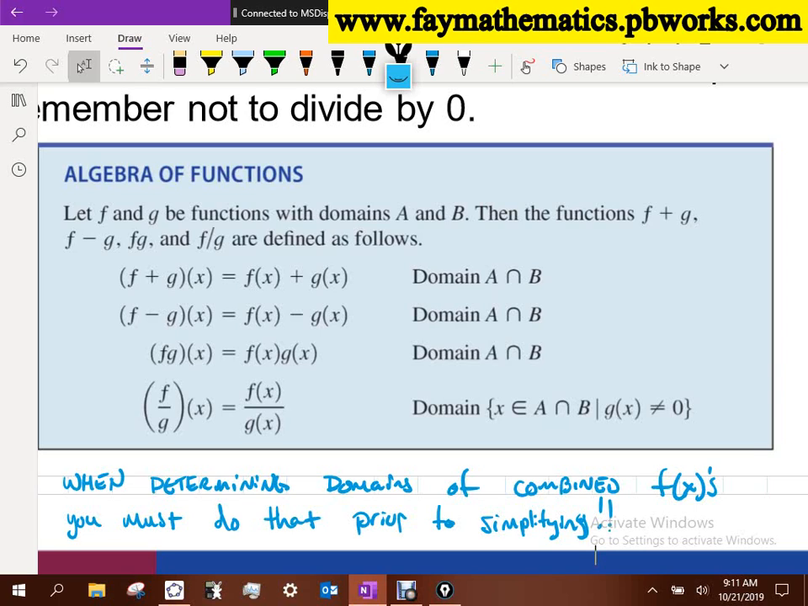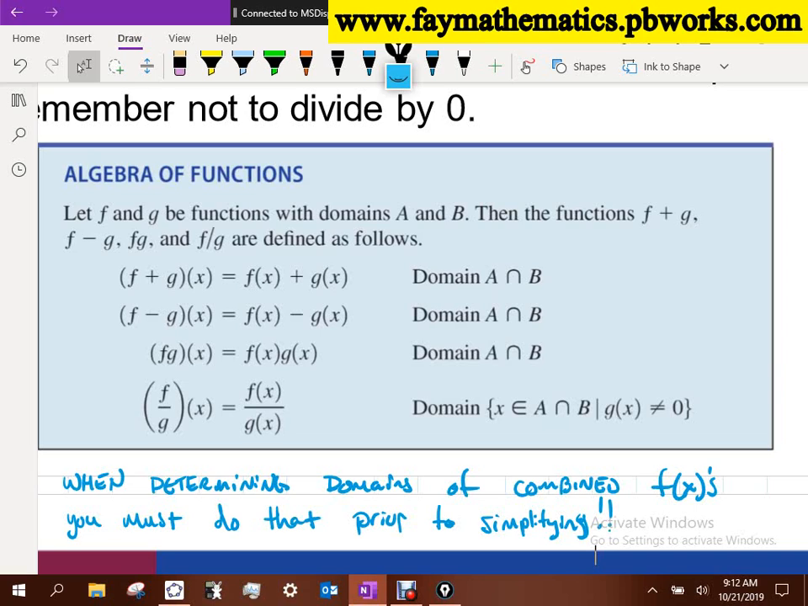You can subtract them doing the same thing. Just make sure that you understand when you subtract them, if your g function, the one that you are subtracting from f, has multiple terms, then you've got to subtract that whole quantity. So you've got to distribute a negative. Same thing happens if I go g of x minus f of x, and my f is multiple terms.